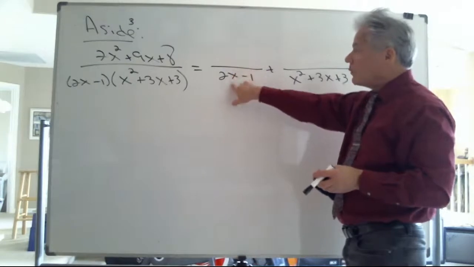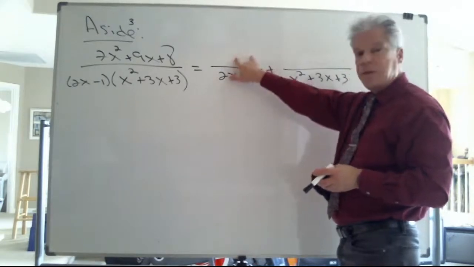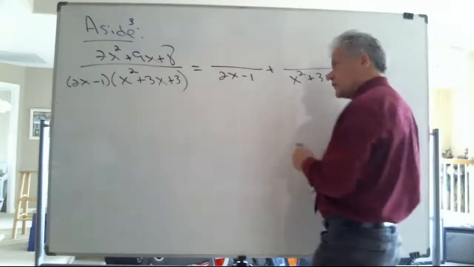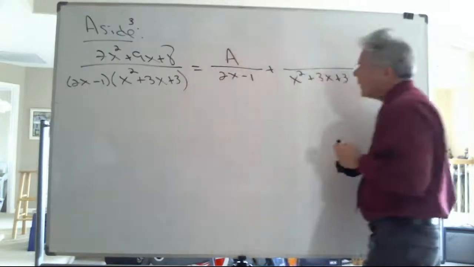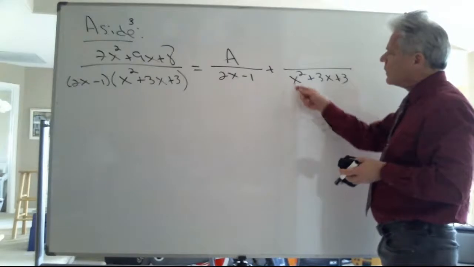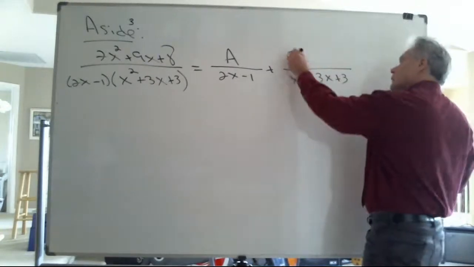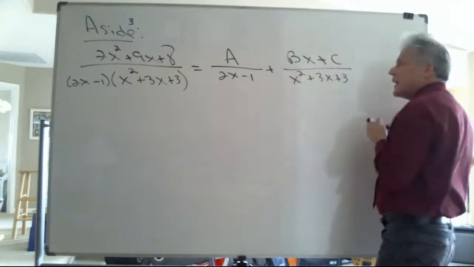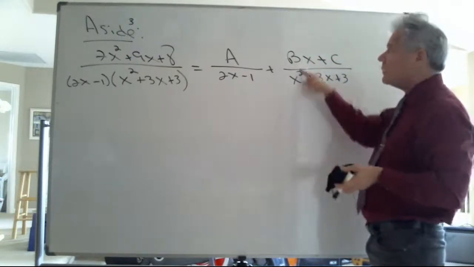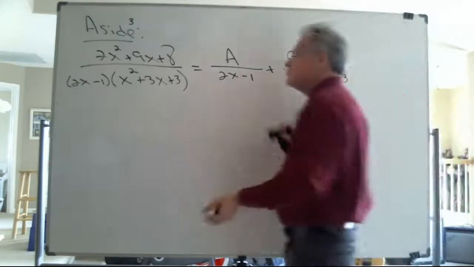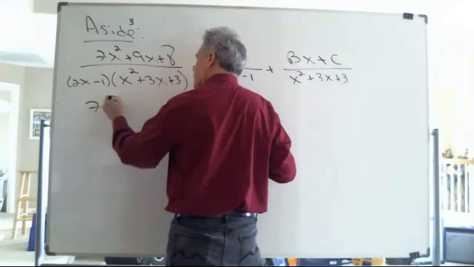This denominator is of degree 1, so the numerator could be as big as 1 degree less. That means it has to be degree 0, which means it's just a constant. However, given that this denominator is degree 2, this numerator can be as big as degree 1. I say as big as degree 1 because technically speaking, b might be 0. It might not be that big of a degree. Eliminating fractions.